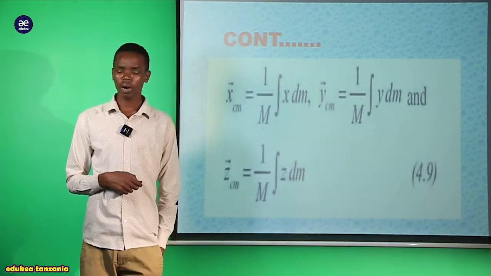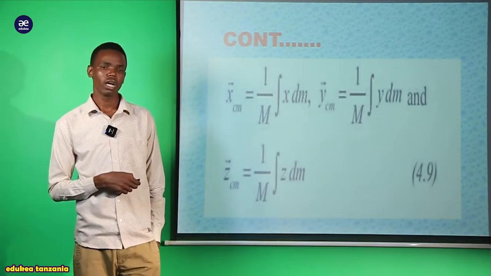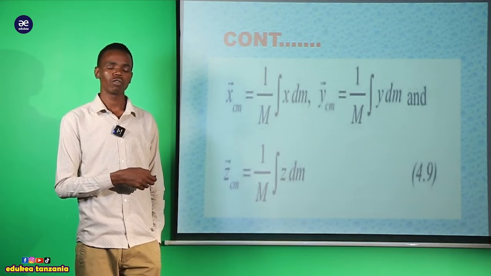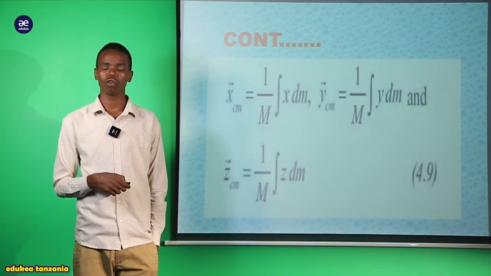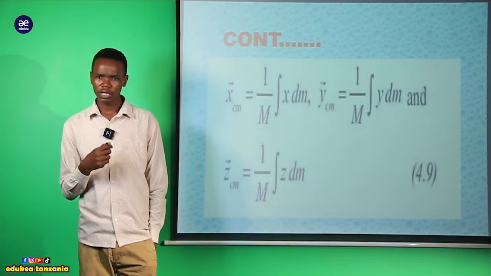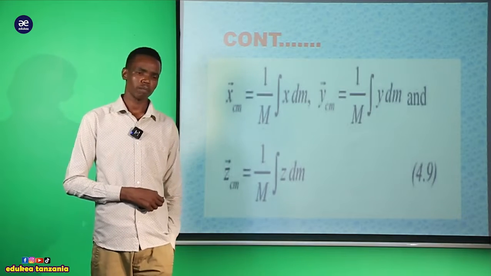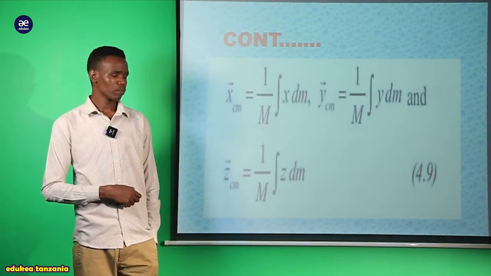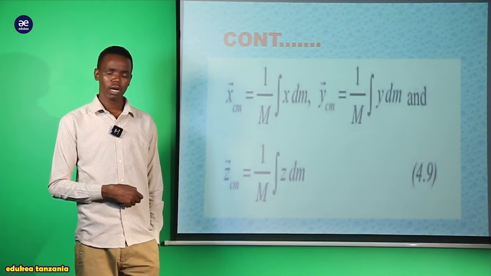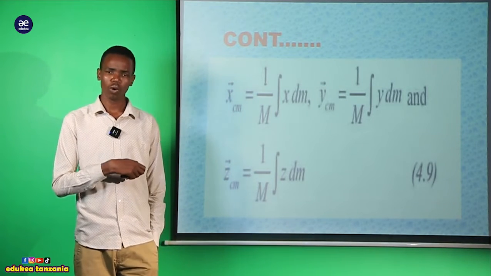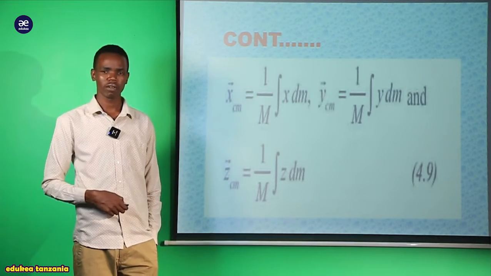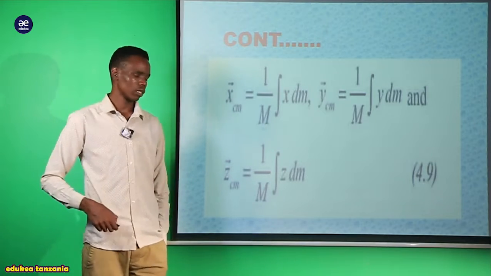But along the y-axis here, because it is continuous, our equation must be equal to 1 over m integral of y dm. Finally, for the z coordinate, we should obtain that the z center of mass along the vector z must be equal to 1 over m, then integral of z times dm, as we tried to assume.